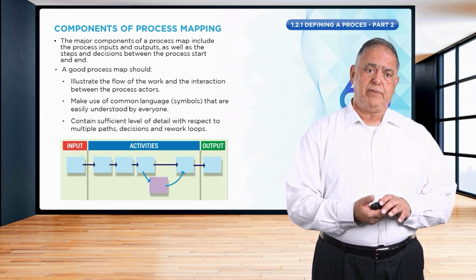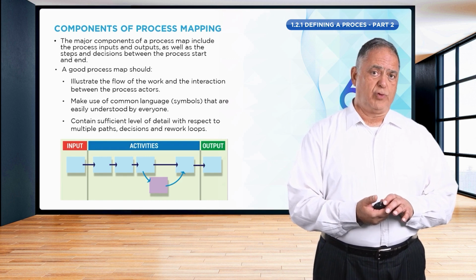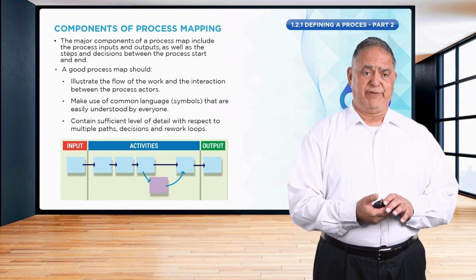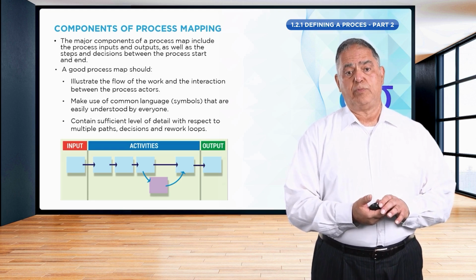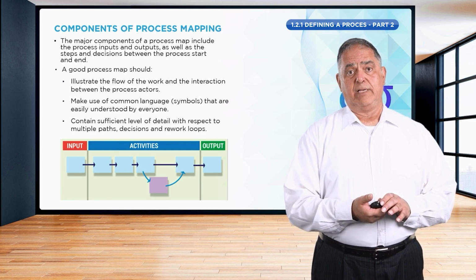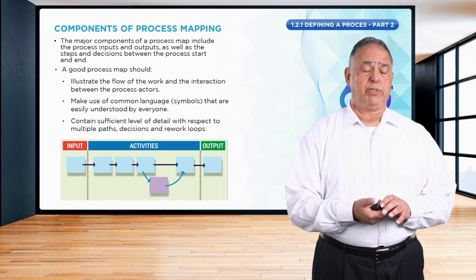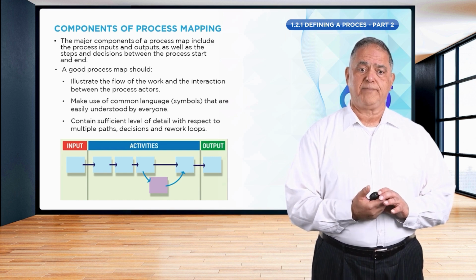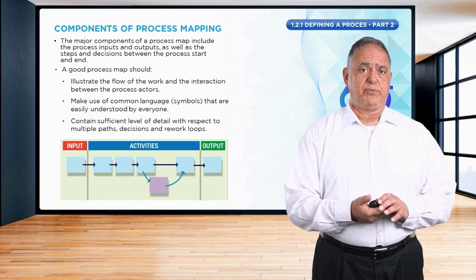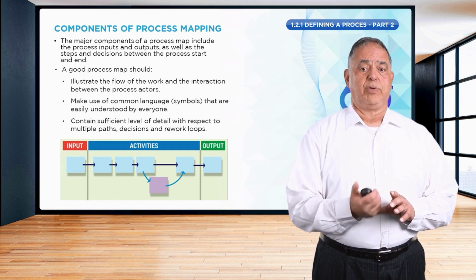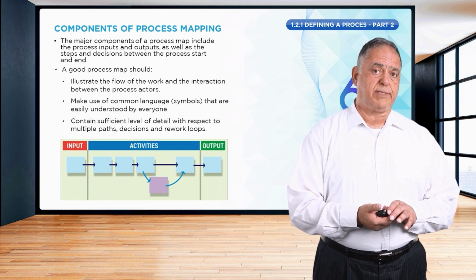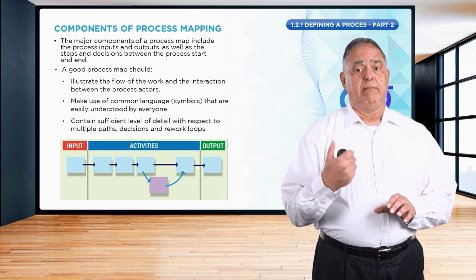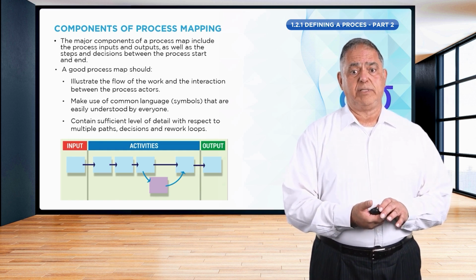So a good process map should illustrate the flow of work as it passes through the different stages between start and finish. It should make use of a common, unified language associated with process mapping symbols that are easily understood by everyone. And finally, the process map should contain sufficient detail with respect to multiple paths in the process. Some of these paths can be parallel, decisions that are made, as well as rework loops.